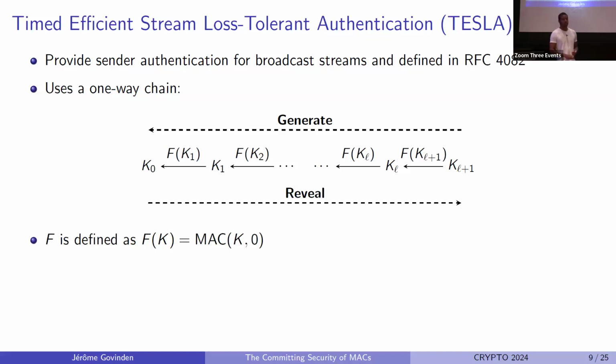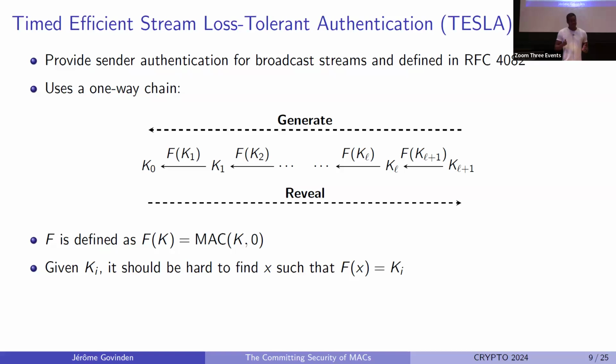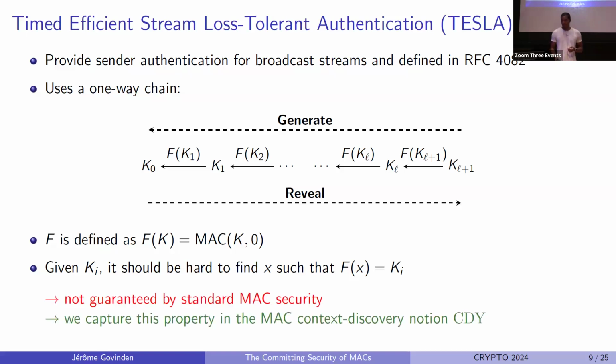The input to the function f is given as key to a message authentication code attached to a 0 message. Essential to the security of the protocol here is the one-wayness property of the function f. However, as f is instantiated with a MAC, this is not a property provided by a MAC. Therefore, we again define a new security notion to capture this property, which is called MAC context discovery security.